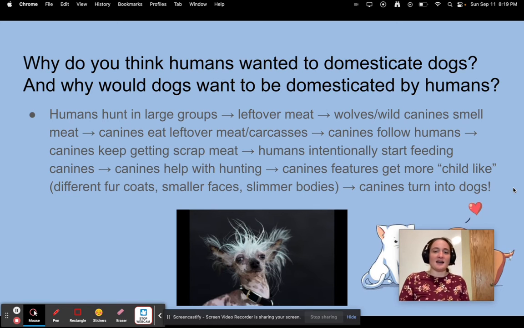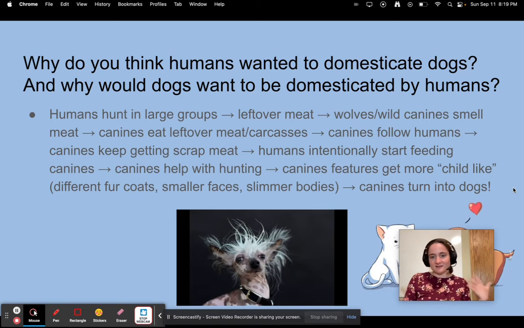Cool. So they would have leftover meat. Wolves and wild canines smell that meat, and then the canines eat the leftover meat and carcasses. And the canines were like, hey, if we follow these humans, maybe we'll get more meat. So then the canines kept following the humans and getting more scrap meat. And then the humans intentionally start feeding canines.